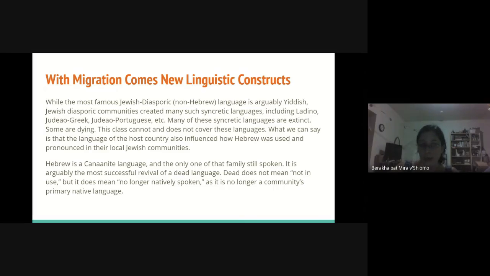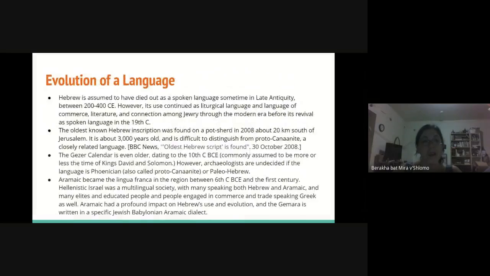So that's pretty cool. It's arguably the most successful revival of a dead language. It never ceased being spoken. It wasn't not in use, but for a while it was no longer natively spoken. It was no longer a community's primary native language, but it was still being used until its revival as a native spoken tongue in the 19th century by Ben Yehuda. So that is already quite an interesting step in and out of use in that manner.